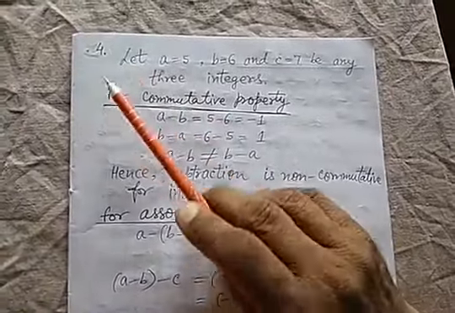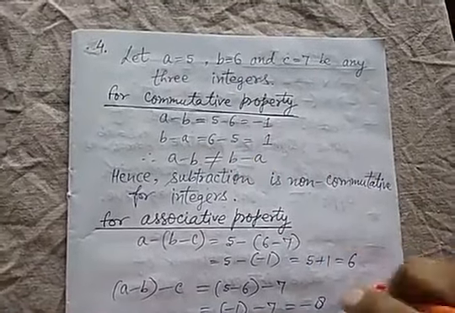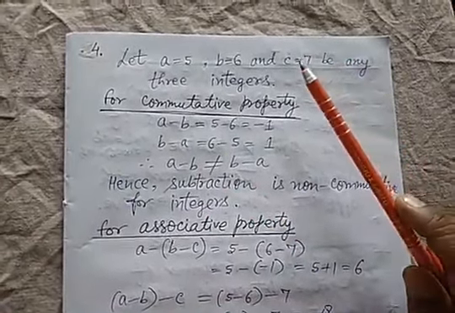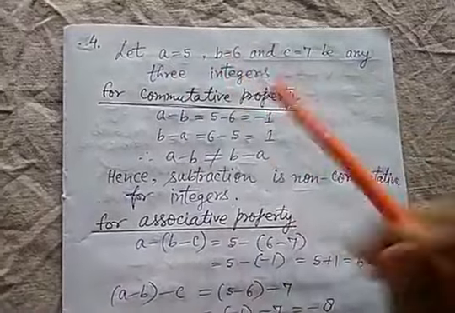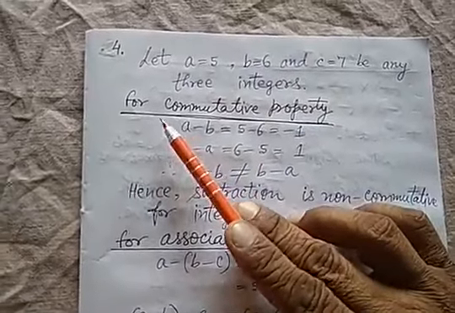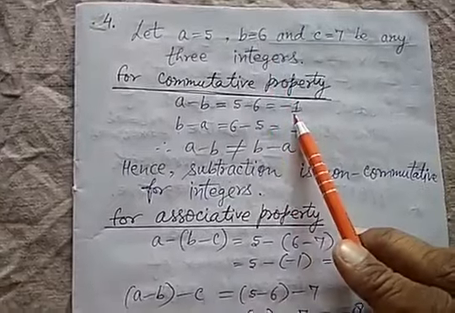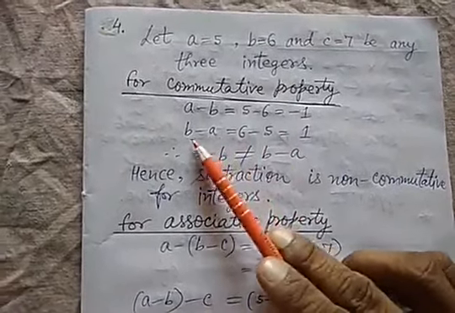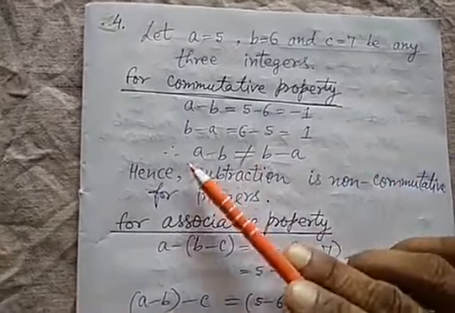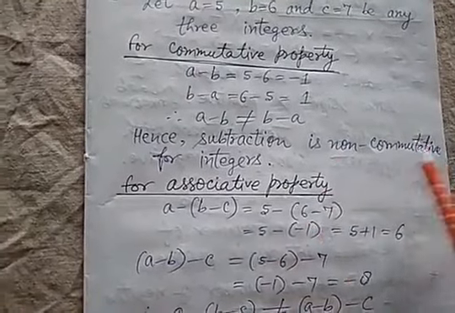Now question number 4. In this question we have to show that subtraction is non-commutative and non-associative for integers. Let a is equal to 5, b is equal to 6 and c is equal to 7 be any three integers. For commutative property, a minus b is equal to 5 minus 6 is equal to minus 1 and b minus a is equal to 6 minus 5 is equal to 1. Here results are not the same. Therefore a minus b is not equal to b minus a. Hence subtraction is non-commutative for integers.